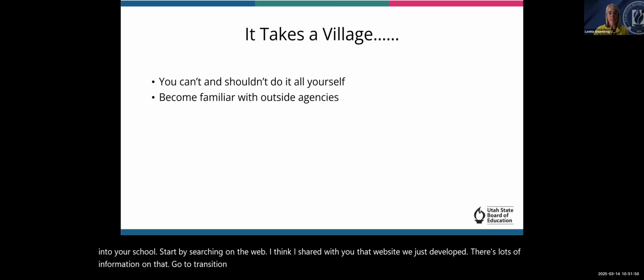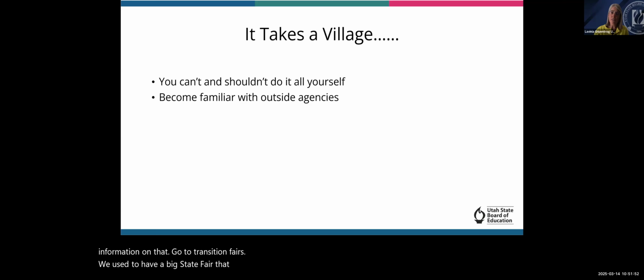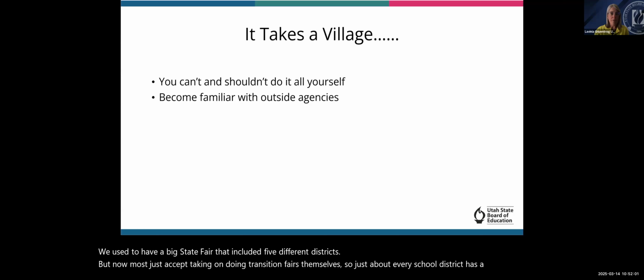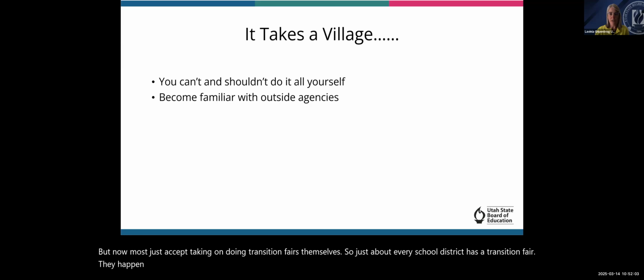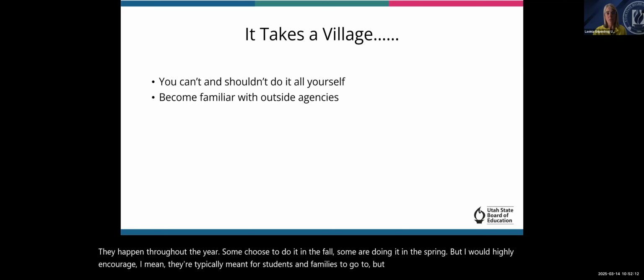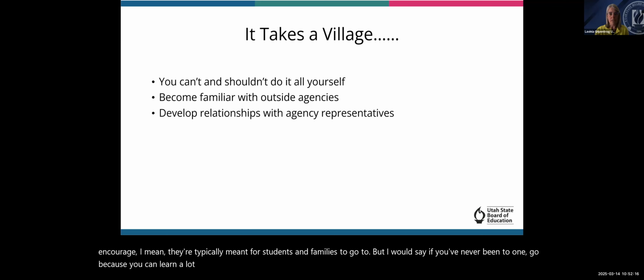We used to have a big state fair that included 5 different districts, but now most districts have taken on doing transition fairs themselves. So just about every school district has a transition fair. They happen throughout the year. Some choose to do it in the fall, some are doing it in the spring. But I would highly encourage, I mean, they're typically meant for students and families to go to, but I would say if you've never been to one, go, because you can learn a lot about the different agencies and start to develop relationships with personnel that represent those agencies.